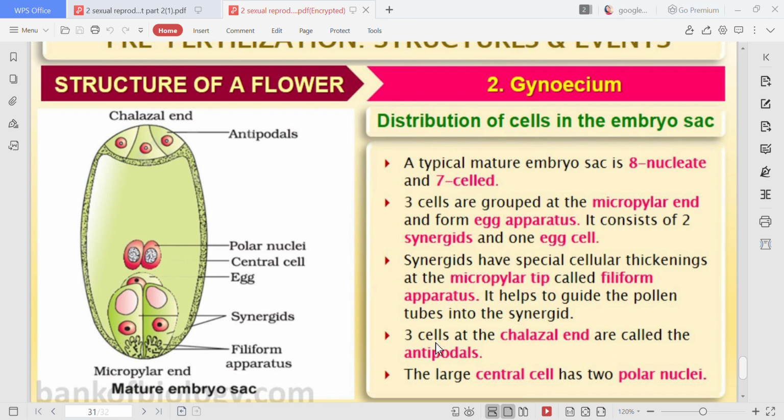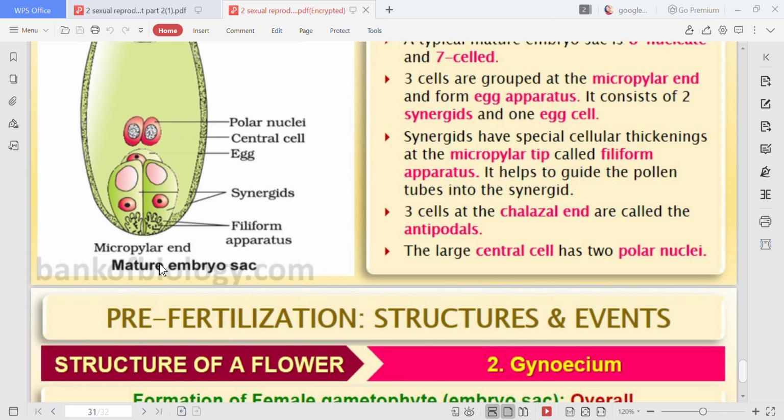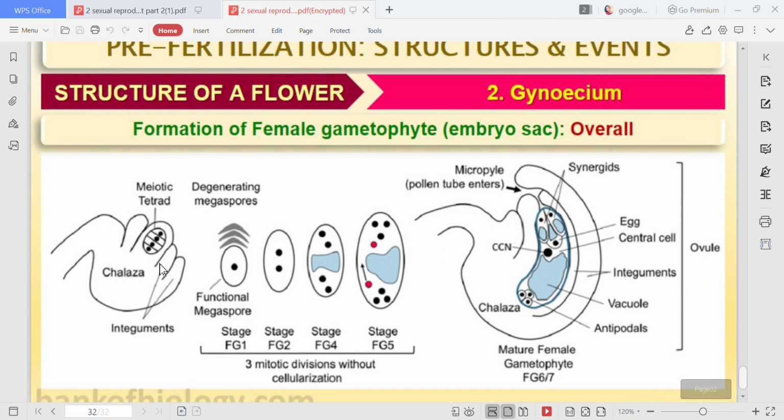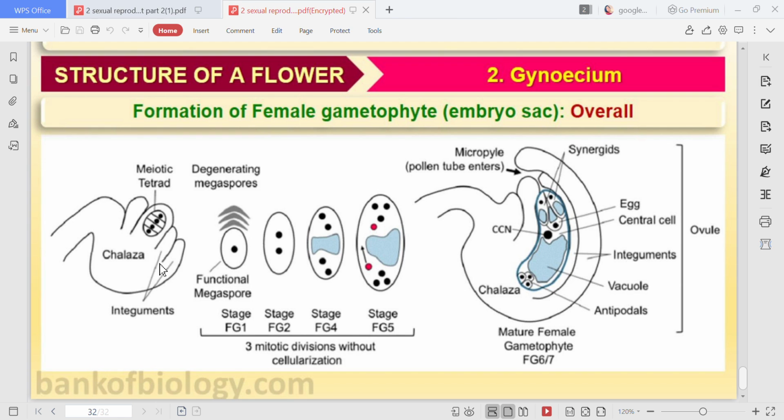Now 3 cells at the chalazal end are called antipodal cells, and the large central cell. This is the large central cell. It has 2 polar nuclei. As you see, this is the structure of a well-developed mature female gametophyte. Now let me show you all the overall steps through this chart.